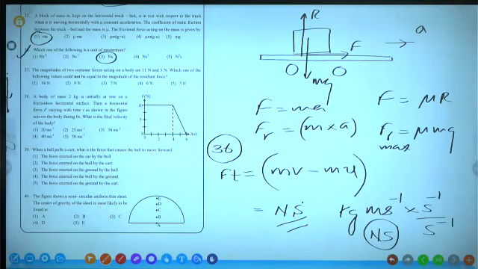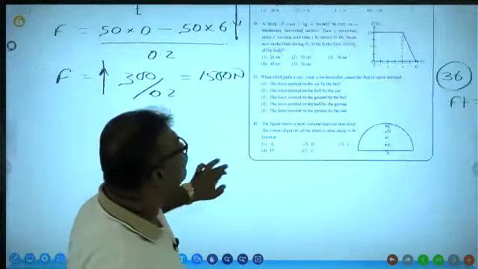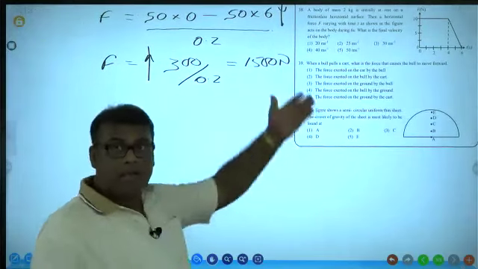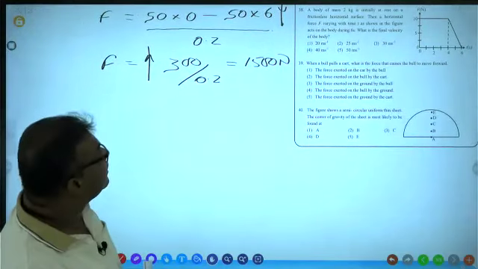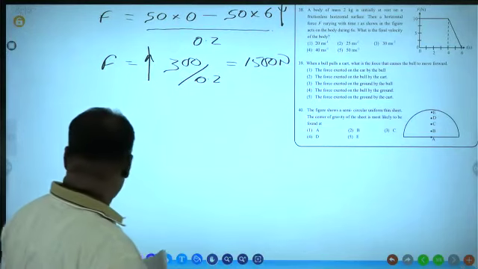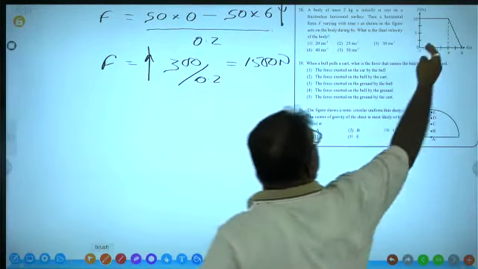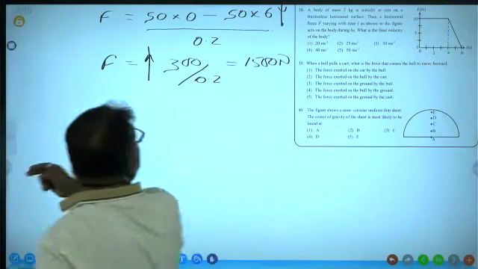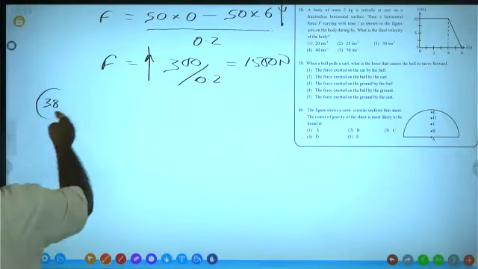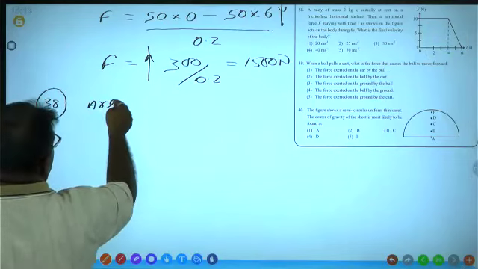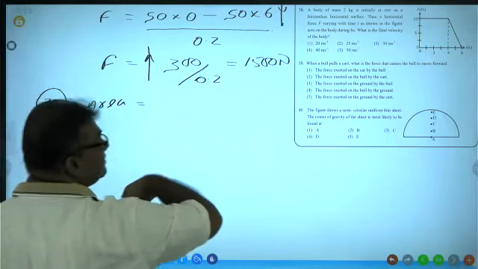Number 38. The body of mass 2 kilogram is initially at rest on the frictionless surface, right? Area covered by the graph is equal to the change of momentum. Take the area. Area of the graph equals, it's a trapezium, no?